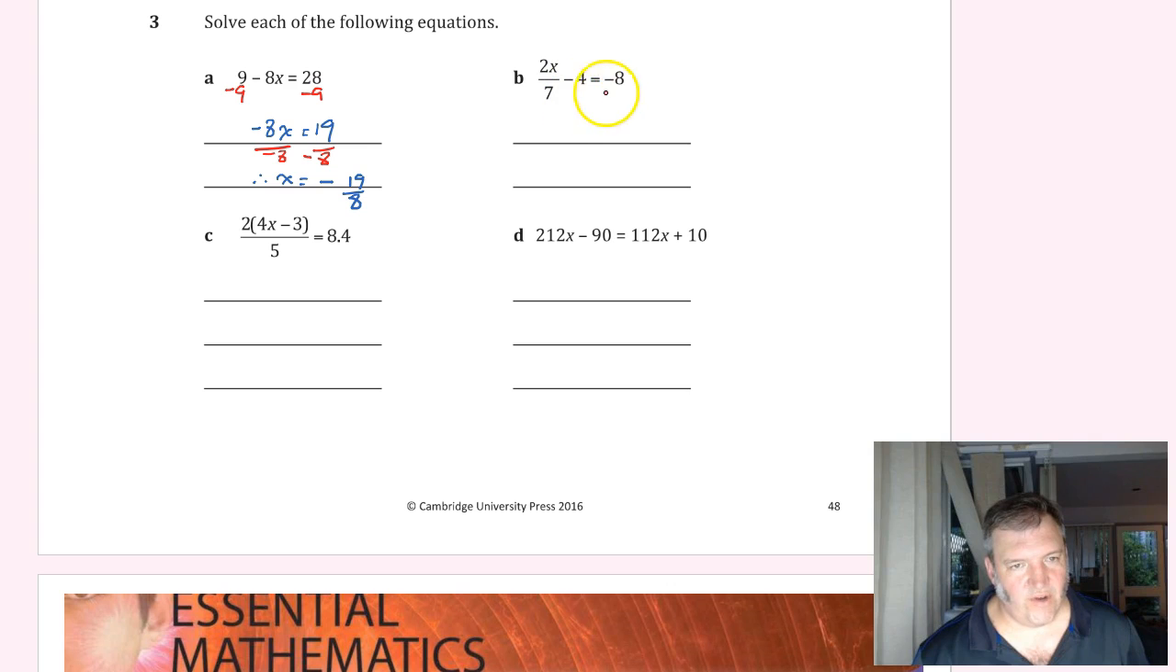2x divided by 7 minus 4 equals negative 8. The 4's got the least amount to do with the x term. It's not even joined up to it. So let's get rid of that first. The opposite of subtracting 4 is to add 4. That's a good first step. Excuse me, bit of a hiccup there. 2x over 7 equals negative 8 plus 4, negative 4.